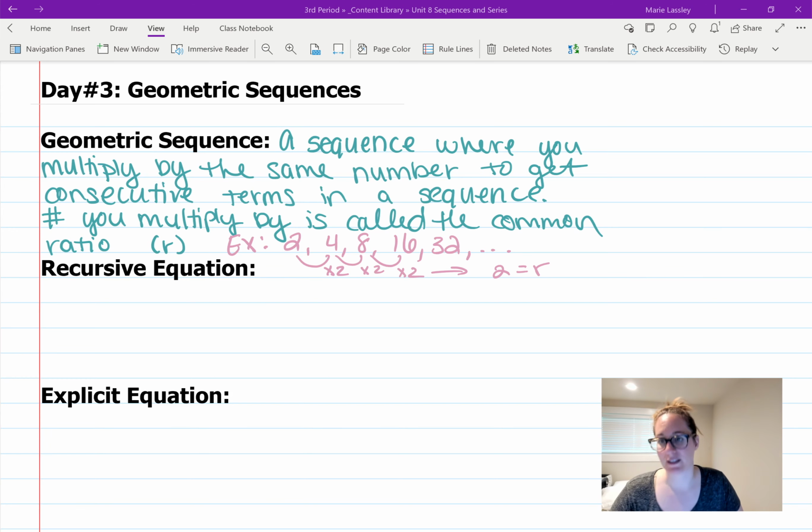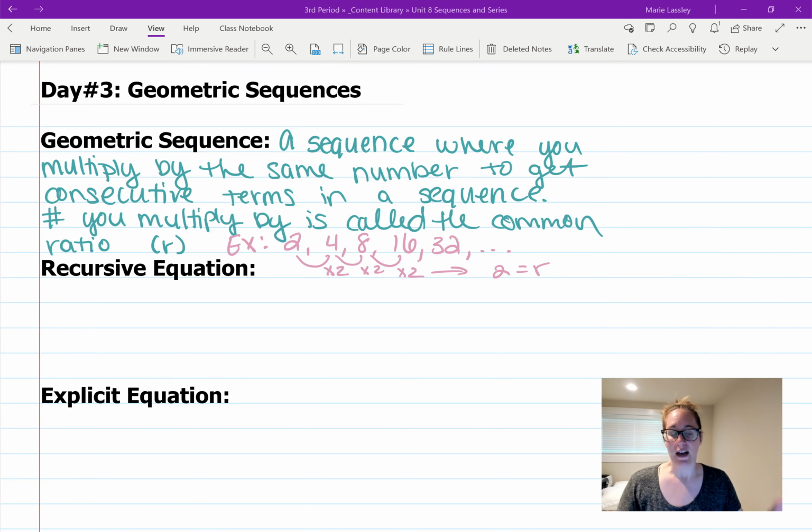That's a geometric sequence. All right, for the recursive equation, you already know recursive is when you're using a previous term to get the future terms. We talked about last video, the Fibonacci sequence is one of those recursive equations. It's the most famous one, where you're adding the 2 previous terms to get the next term.